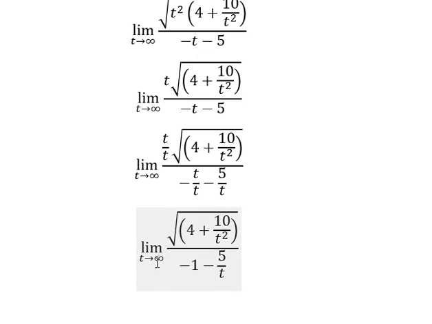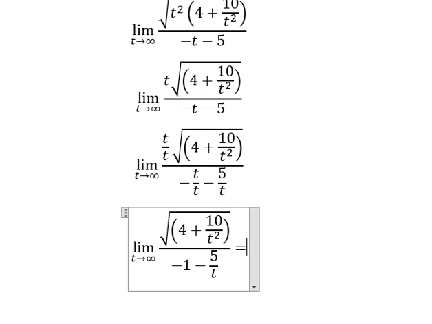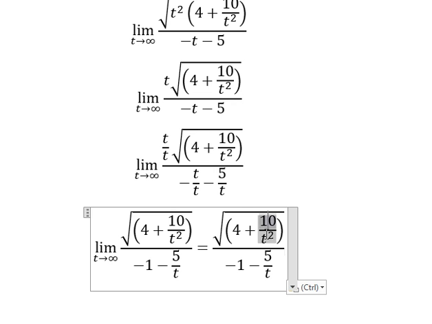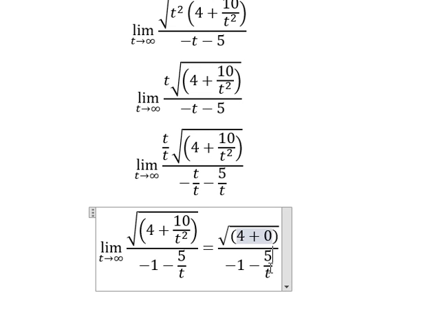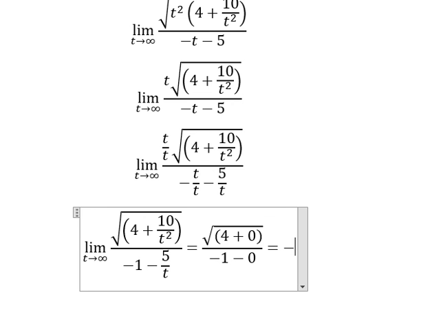So when t approaches positive infinity, this one we have number 0, this one we have number 0, and now we have the final answer. And that is negative number 2.